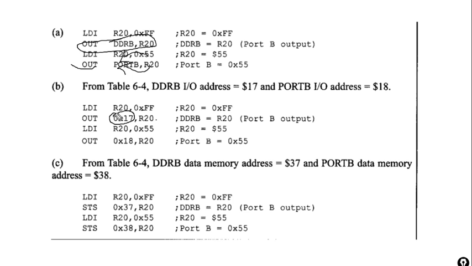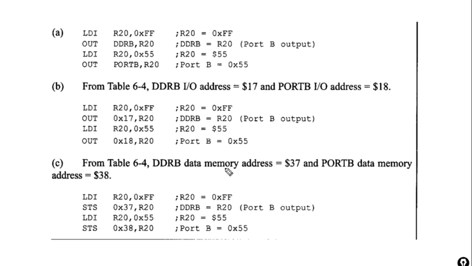0x17 is the IO address of data direction register B. Here since we haven't used the include file, we have to use the address here, the IO address, when using the OUT. Similarly, we have used the IO address of port B. We haven't used the include file, that is why we have written the address here.